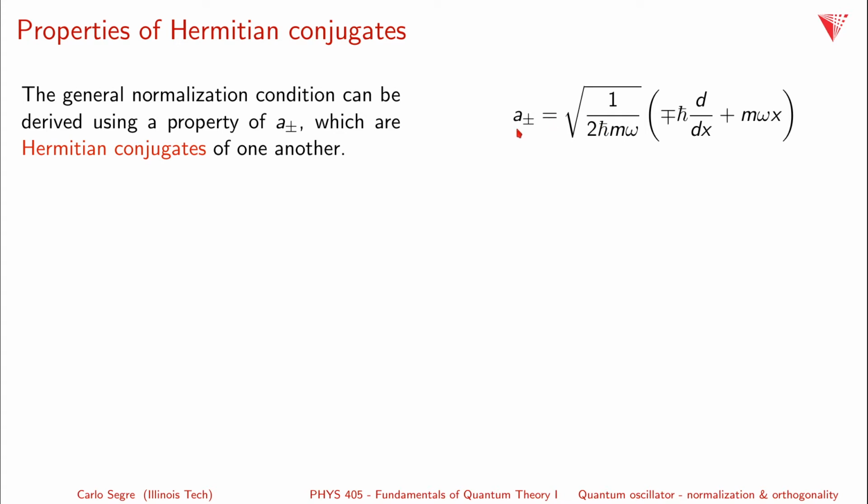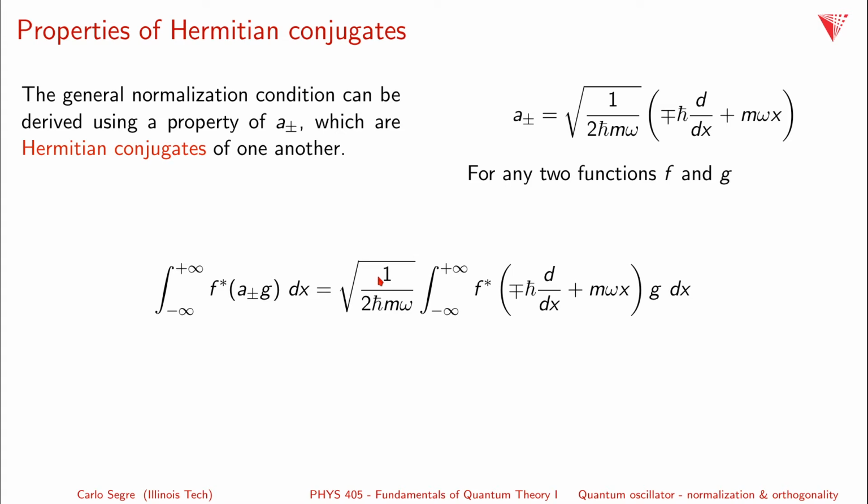So remember, a plus minus is equal to 1 over the square root of 2h bar m omega, times minus plus h bar d by dx plus m omega x. So this is the momentum operator and this is the x operator. Now, if you start with any two functions, f and g, let's write down this particular integral. This is f star, the complex conjugate of f, and then a plus or minus applied to g, all integrated over all space. This is a one-dimensional problem, so it's dx.